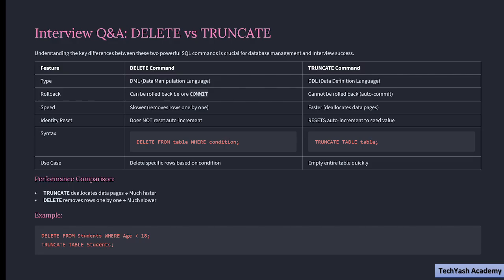You can differentiate between delete and truncate. Delete is a data manipulation language command and can be rolled back before the commit. It is a bit slower because it goes row by row, does not reset the auto increment, and can delete specific rows based on a condition. But truncate is a DDL command which cannot be rolled back, is faster than the delete command, resets auto increment to the set value, and empties the entire table quickly.